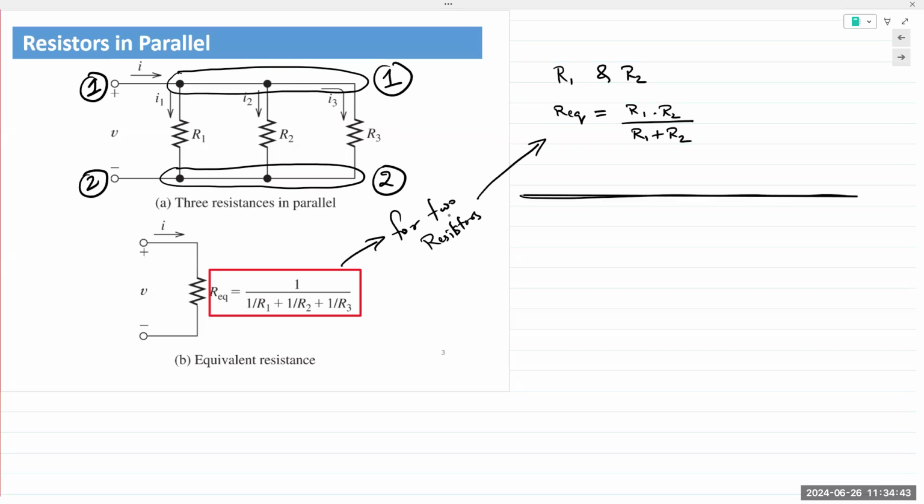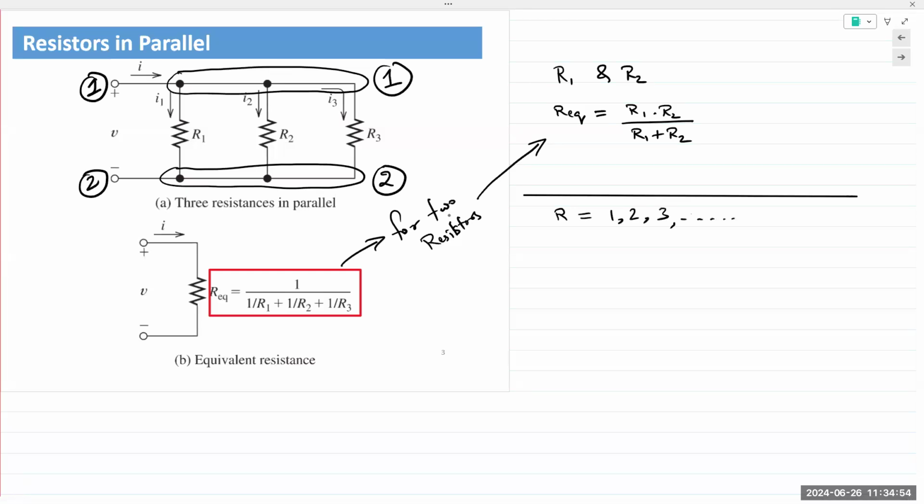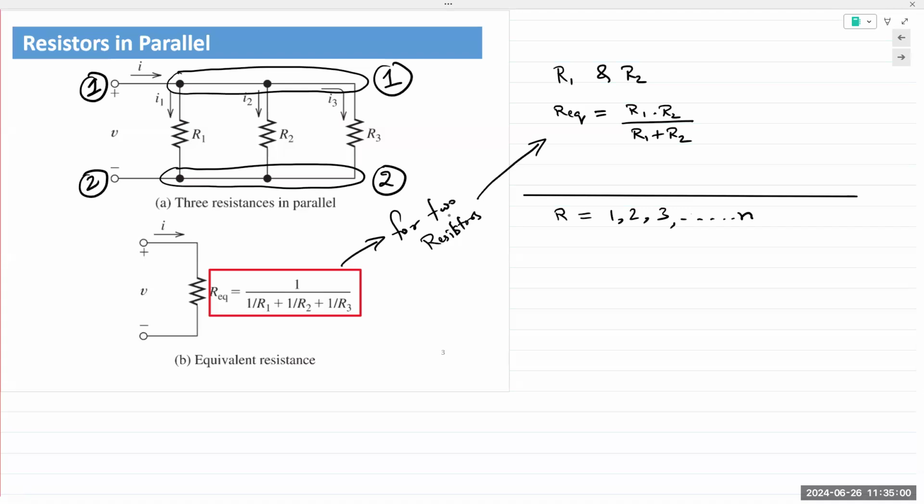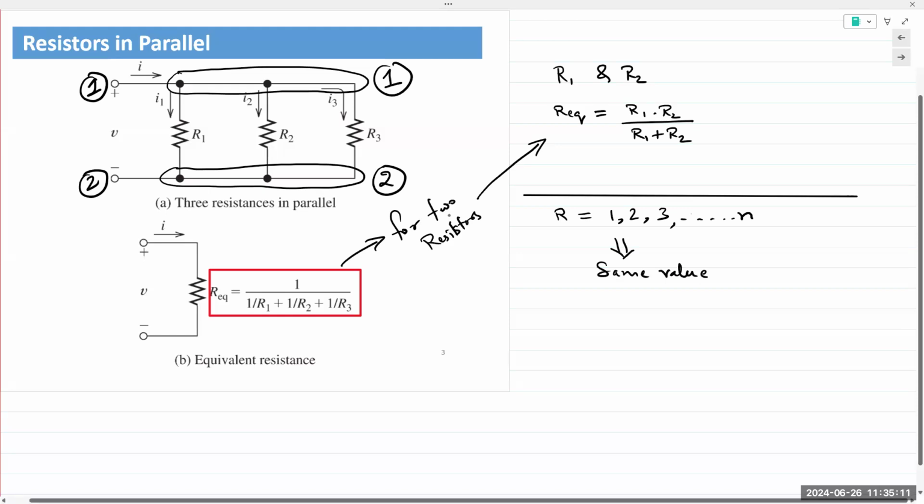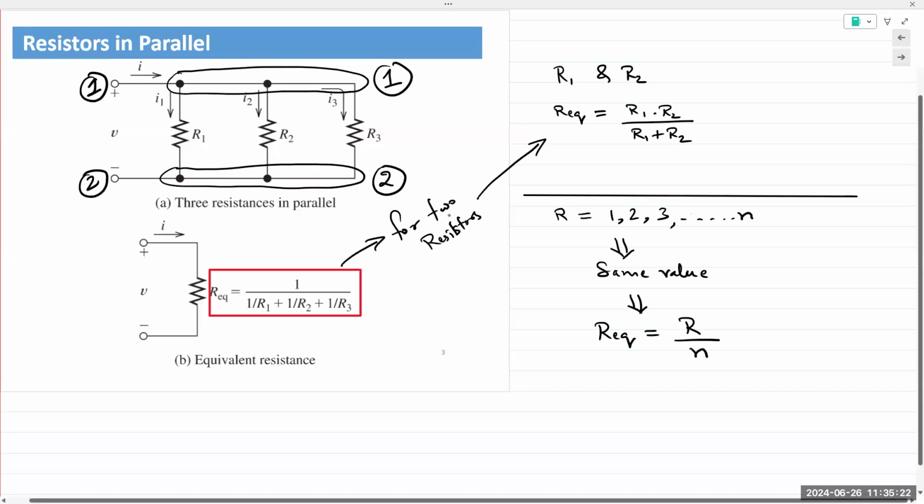Next, if you have multiple resistors connected in parallel, and they all have the exact same value, 1, 2, 3, all the way up to n, N number of resistors connected in parallel, all having the exact same value, then the Req is simply the value divided by n. That's it. It's R over n.